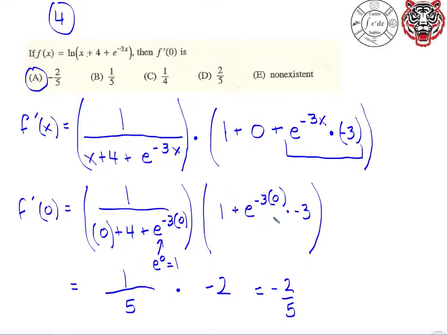So do you guys see where the -2 came from? Where did it come from? This whole thing right here, I guess I do parentheses around it. This whole thing in the parentheses is e to the 0 times -3, and e to the power 0 is 1, so it's -3 here. -3 plus 1 is a -2. Yeah. And then our final answer is -2/5.